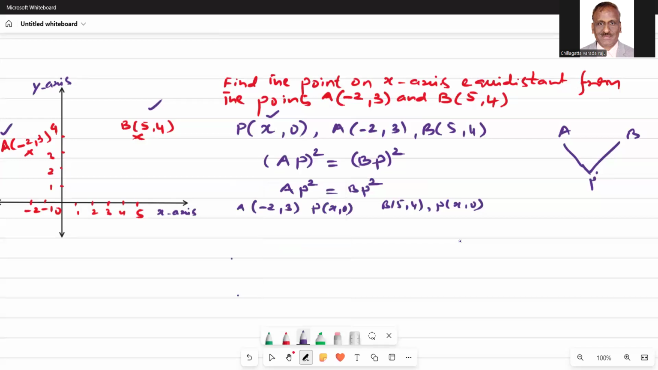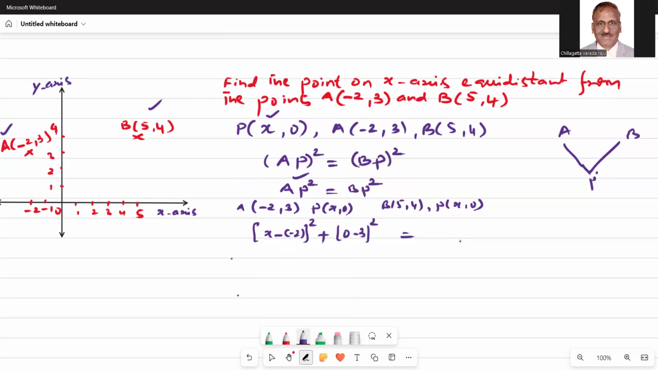AP is equal to AP square. X2 minus X1 means what? (X minus of minus 2) whole square plus (Y2 minus Y1), it is (0 minus 3) whole square. That gives you AP square.